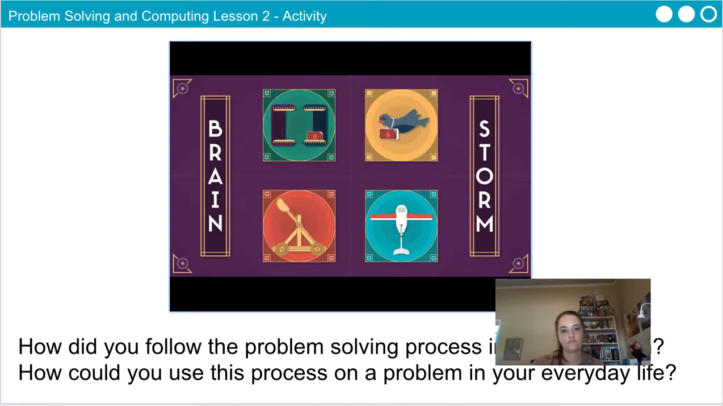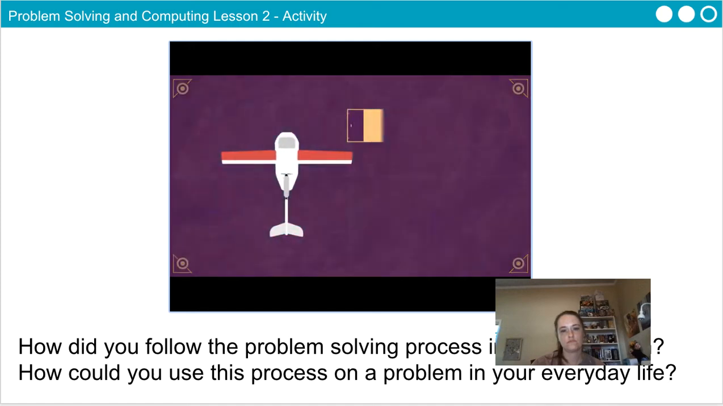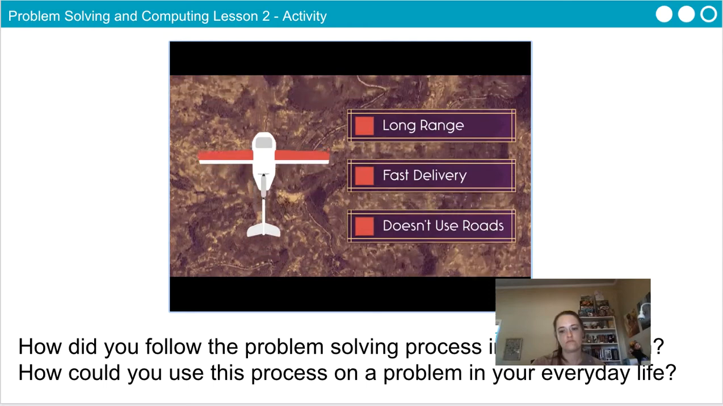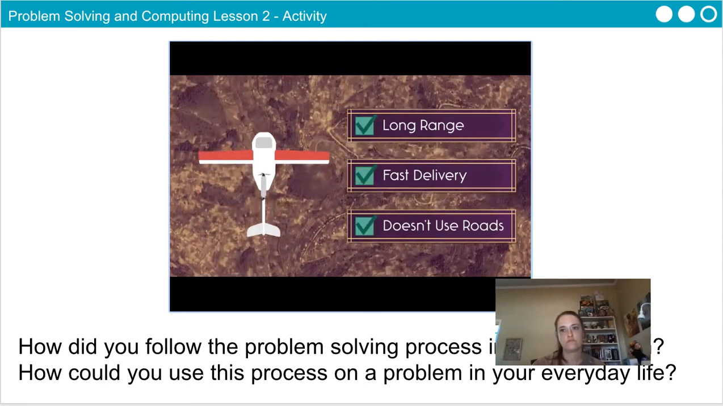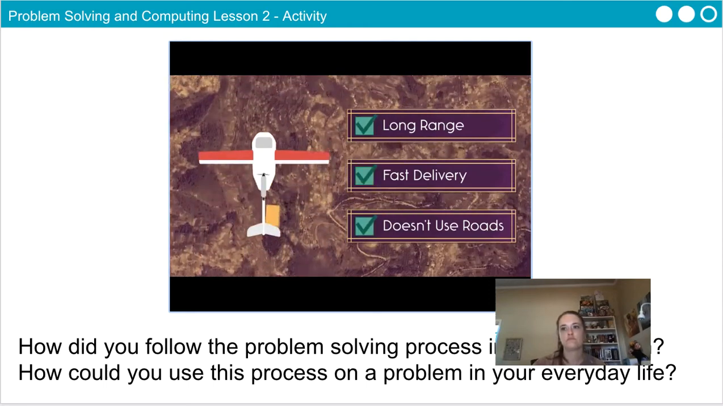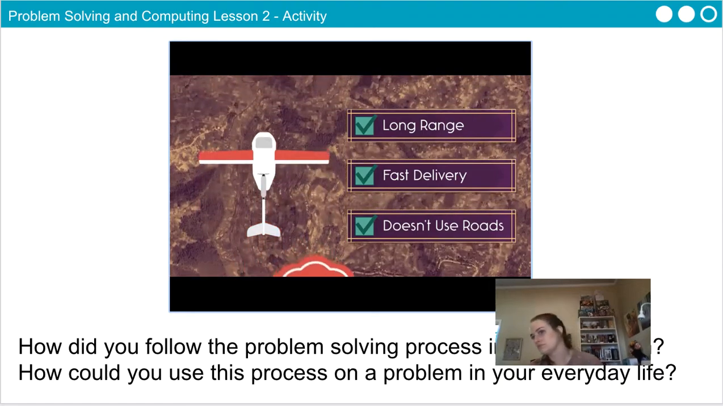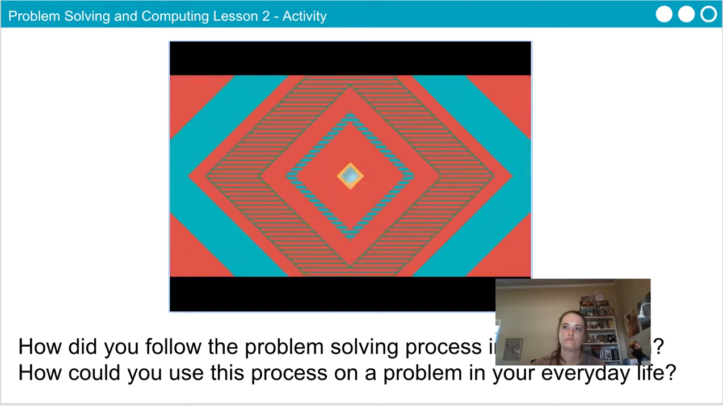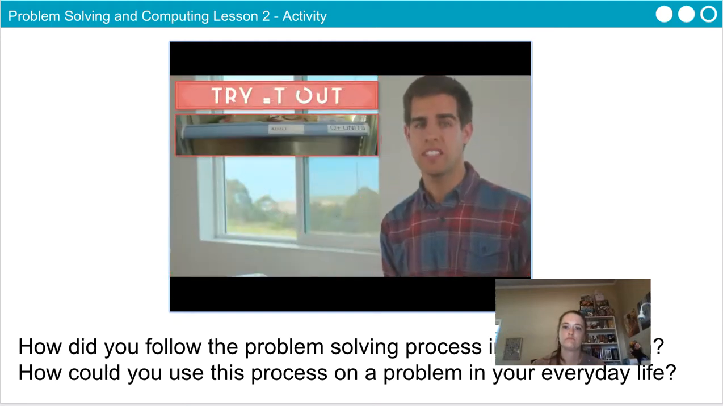The solution we thought might work was an airplane-shaped drone that could fly really far, really fast, over all kinds of rough terrain. When it flew over its destination, it would parachute drop a package of blood to the doctors on the ground, then return home.